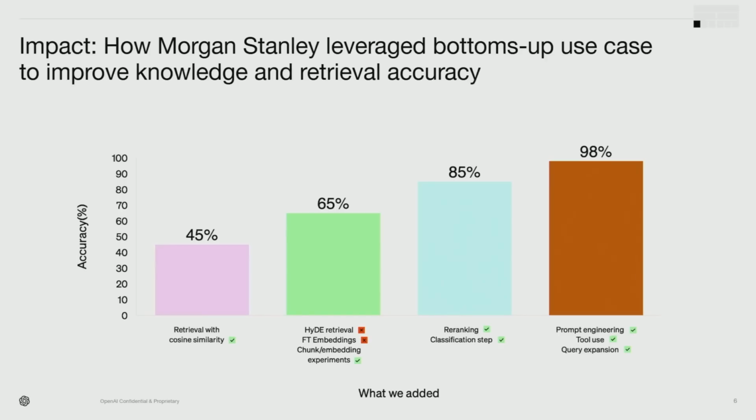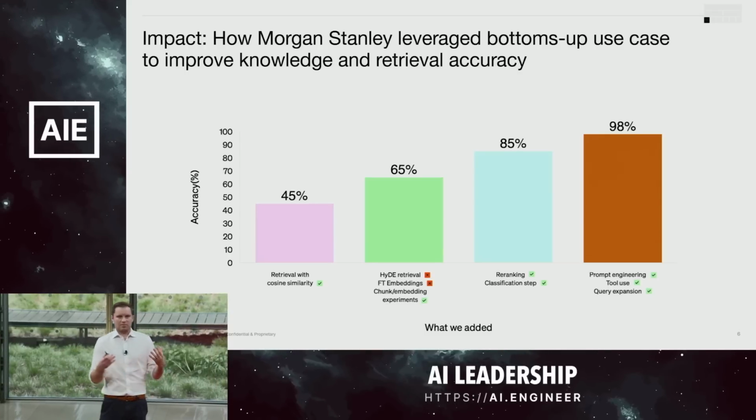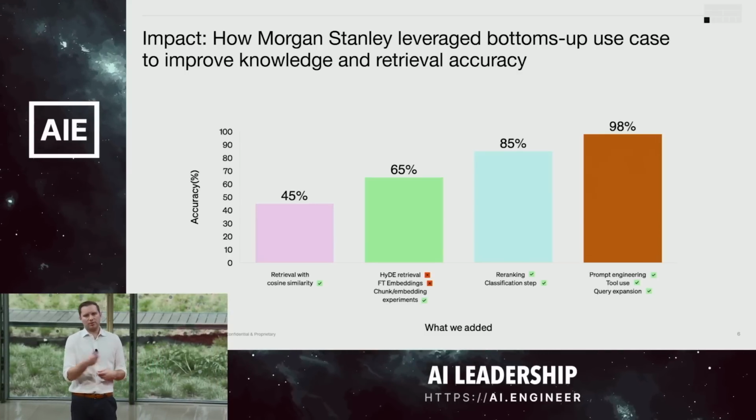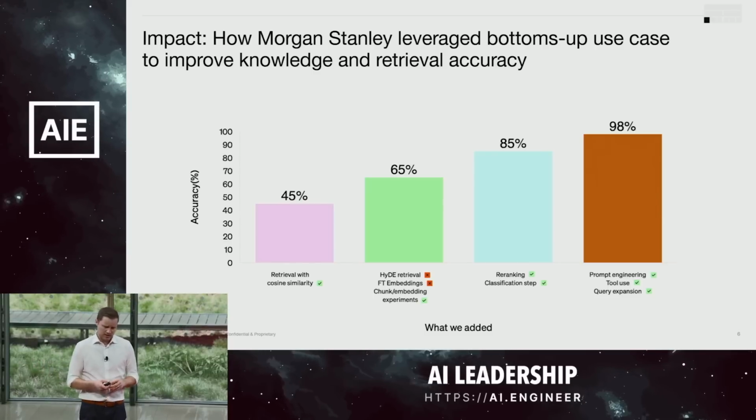We introduced things like re-ranking and a classification step that got it to 85%. And ultimately, their goal was 90%. We got to 98% accuracy through other things like prompt engineering and query expansion. So this is more just an example of how we've introduced methods throughout this use case journey to improve their core metric for Morgan Stanley in this case.